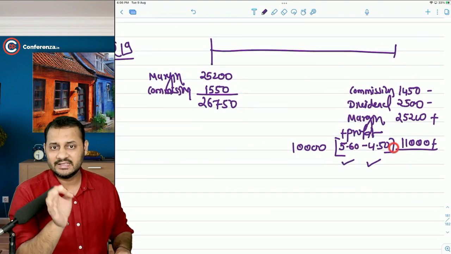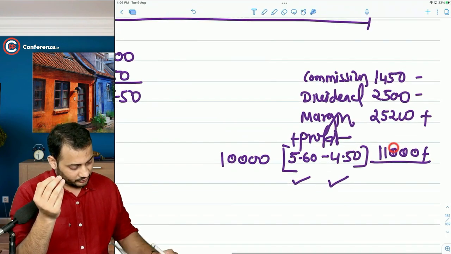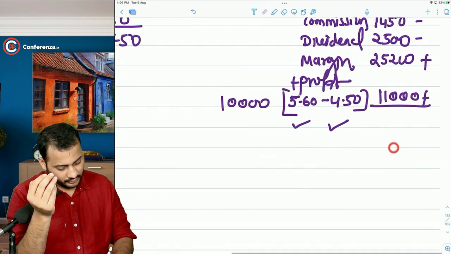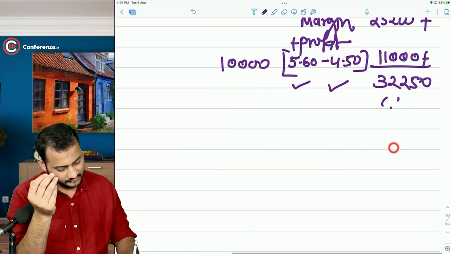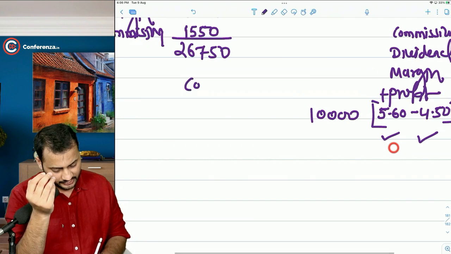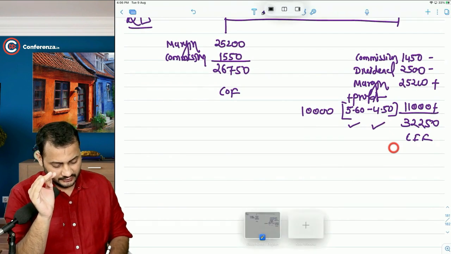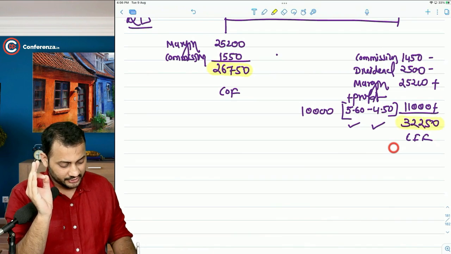Now you can clearly see what is happening. 25,200. Let's make the total of it, the cash inflow on that date: 25,200 plus 11,000 minus 2,500 minus 1,450. So the total cash inflow on that date is 32,250. This is your cash inflow, and this side is your cash outflow. Now understand, this is your cash outflow at the beginning, and this is your cash inflow at the end.